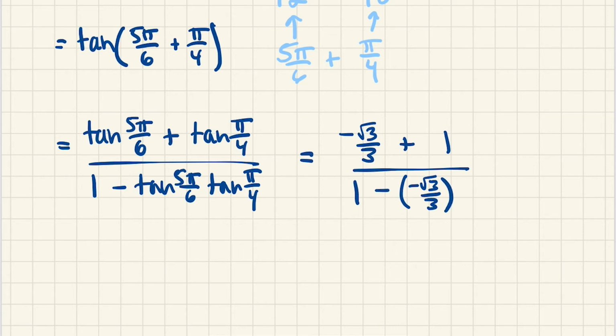And tangent of pi over 4 is, of course, 1. So what we have is negative rad 3 over 3 plus 1 over 1 plus rad 3 over 3. Okay, so we're done with the trigonometry part of this, but of course we should clean this up because we have fractions within fractions and we have an unrationalized denominator. So let's handle both of those things.